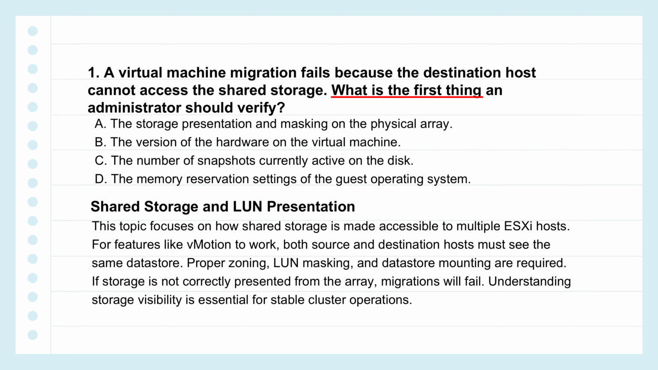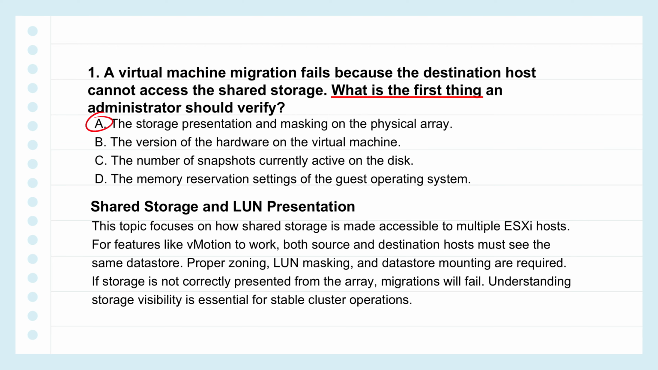Okay, so it's a visibility thing. Exactly. This is a visibility problem, not a performance problem. For a live vMotion to work, the source host, where the VM currently lives, and the destination host, where you want it to end up, have to be looking at the exact same map. They need to see the same datastore. Right, the same datastore ID. So the answer here has to be focus on the storage presentation and masking on the physical array. So just to clarify for the listener, what does masking actually mean in this specific context?